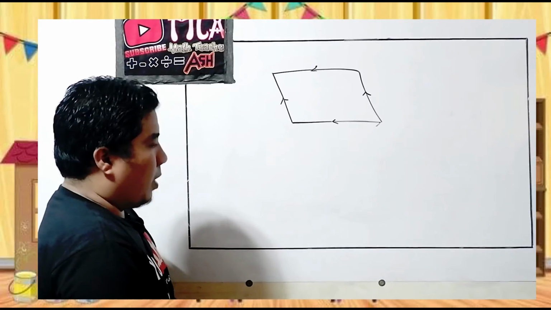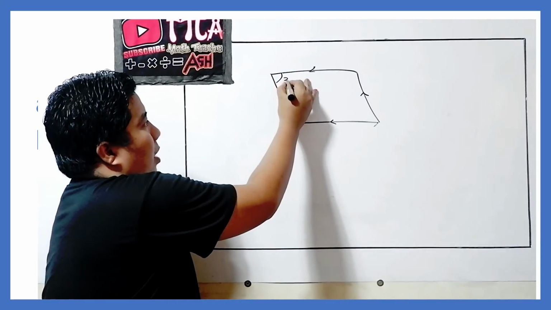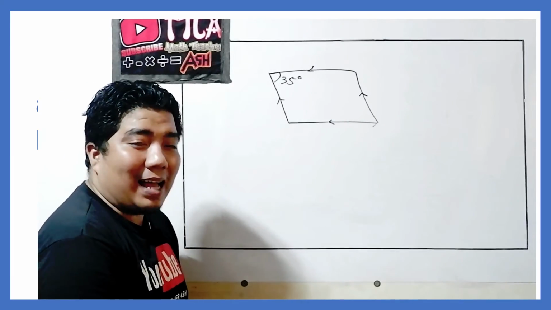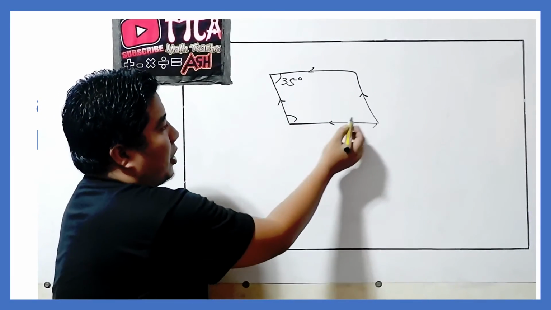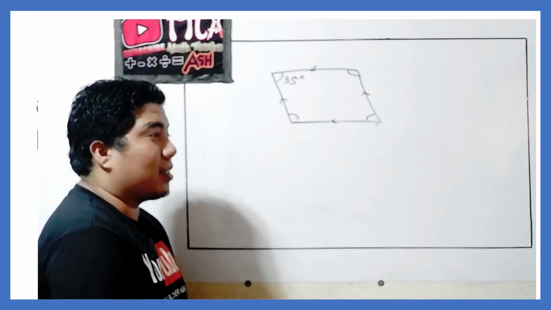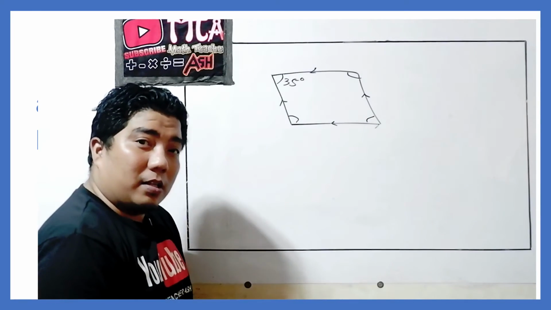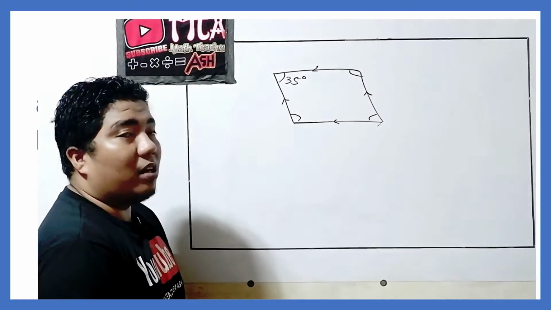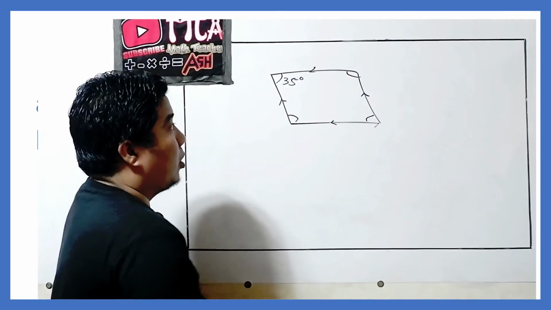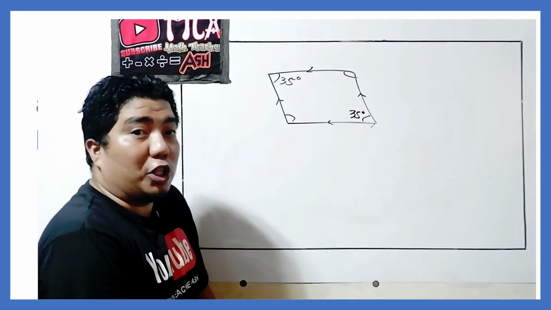Now, for our next problem, we have the parallelogram. It was given that one angle of the parallelogram is 35 degrees. Now, what is the measurement of the three other angles? Basically, my dear math learners, if you remember the topic on parallelogram, which has already been discussed in this channel, it says there that the parallelogram has several properties. And one of the properties is that opposite angles are congruent. So if this is 35, then the opposite angle of that one is also 35 degrees.